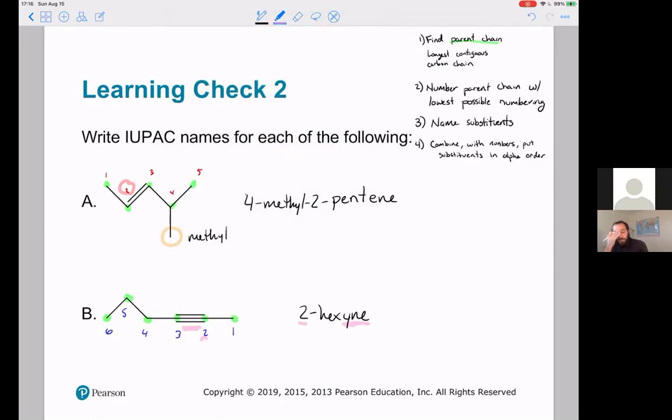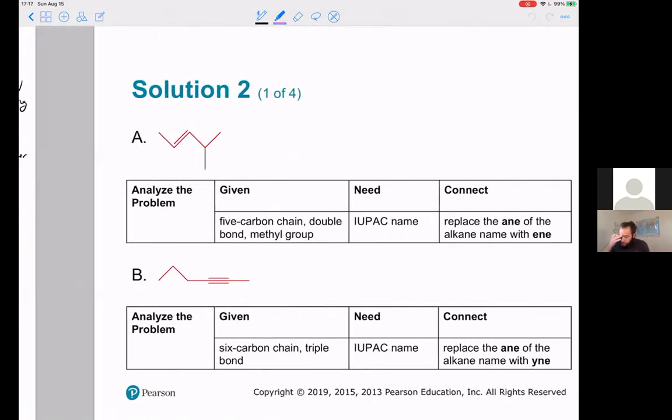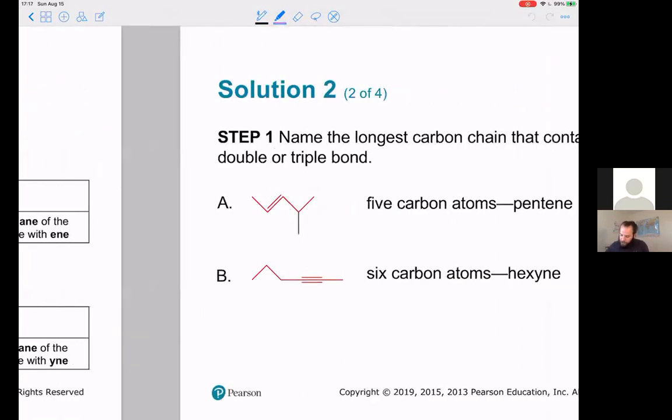Okay, so when it comes to naming alkenes and alkynes, it's really not that much different than naming our alkanes with our substituents, except we need to make sure that the parent chain contains that bond, whether it's double or triple. And we're going to number so that that special bond gets the lowest possible number. We're not actually going to consider where the other substituents are until after we've decided on our numbering scheme. Okay, so this is just going to walk you through that.